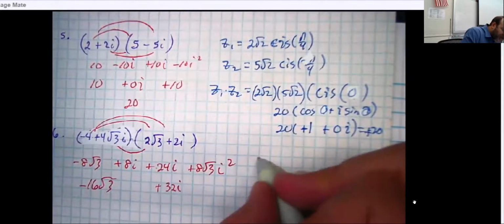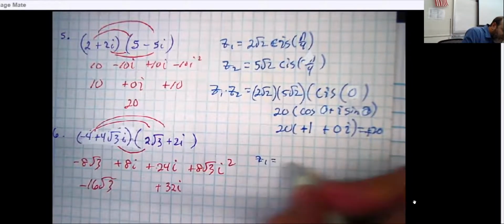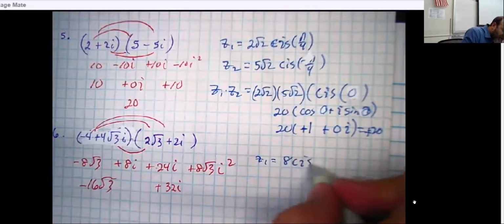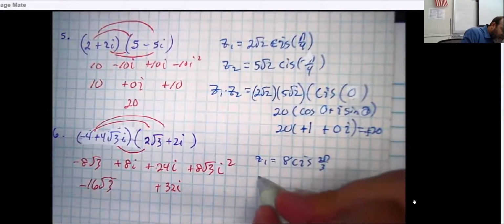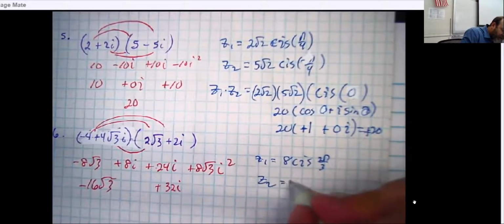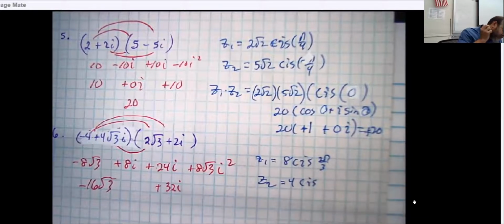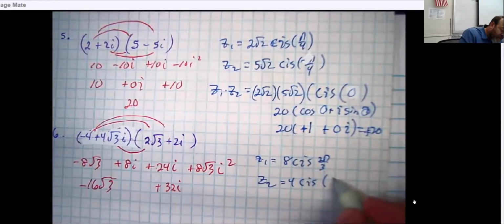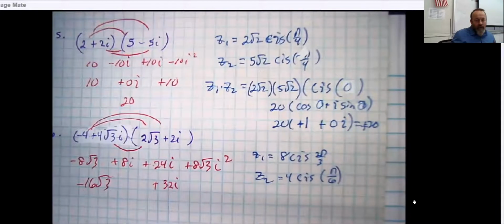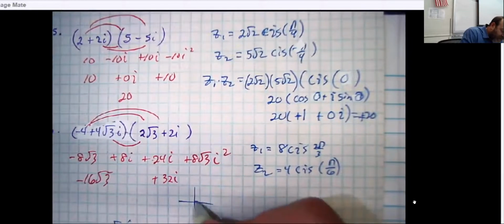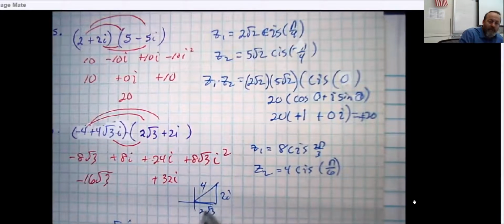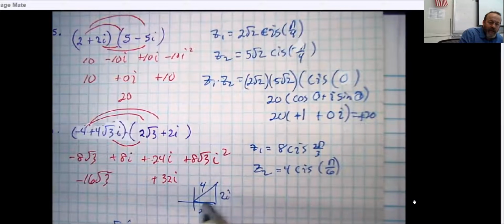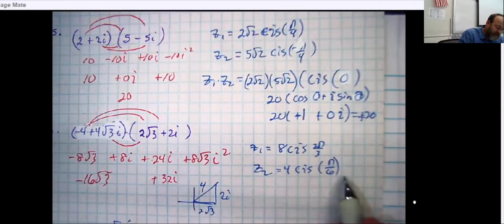Now, this one right here, I'm going to be a little bit quick about it. This first part, Z1, is at a radius of 8 CIS, it's going to be 2 pi over 3. Z2, this guy right here, has a radius of 4 CIS. Its angle is going to be pi over 6. Now again, you could look at that because moving to the right 2 roots of 3, going up 2i, that's going to have a radius of 4. I can see that the angle here is a half at pi over 6. So the sine is 1/2 at pi over 6.